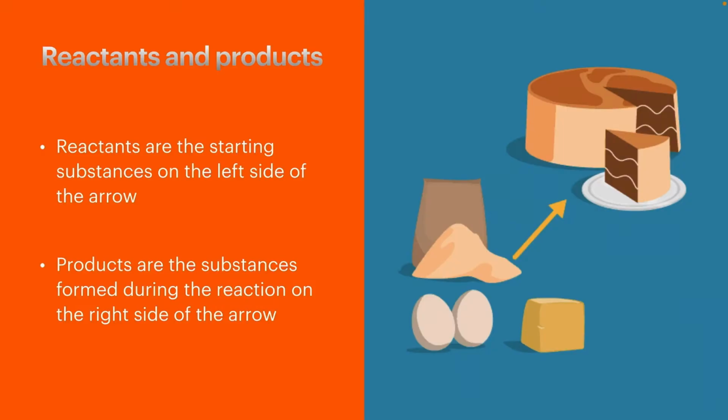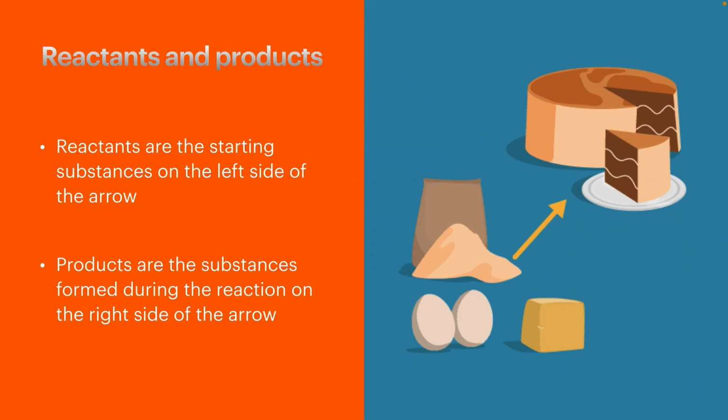Now the reactants and the products. What do these two mean? Well, the reactants are the starting substances on the left side of the arrow, and the products are the substances formed during the reaction on the right side of the arrow. So what this means is, this is what it looks like at first, and after the reaction, this is what it turns out to be.